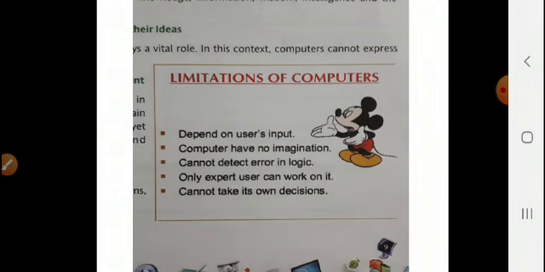Computers cannot think. A computer cannot think on its own, and it cannot do any job unless it is first programmed with specific instructions for the same. They work as per stored instructions. So the first limitation is that computers cannot think.